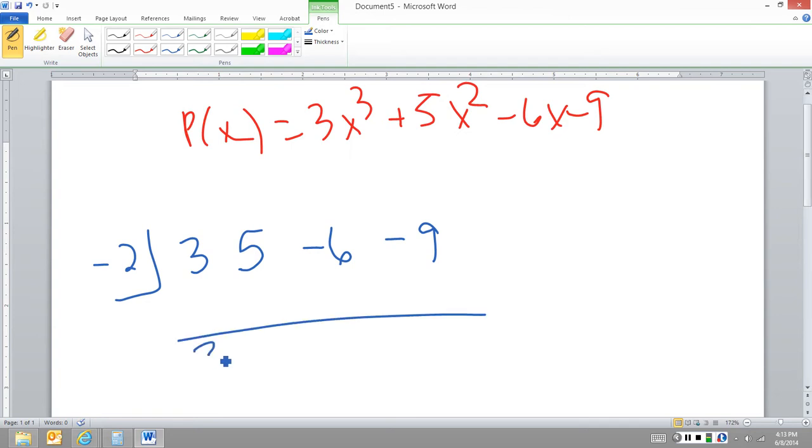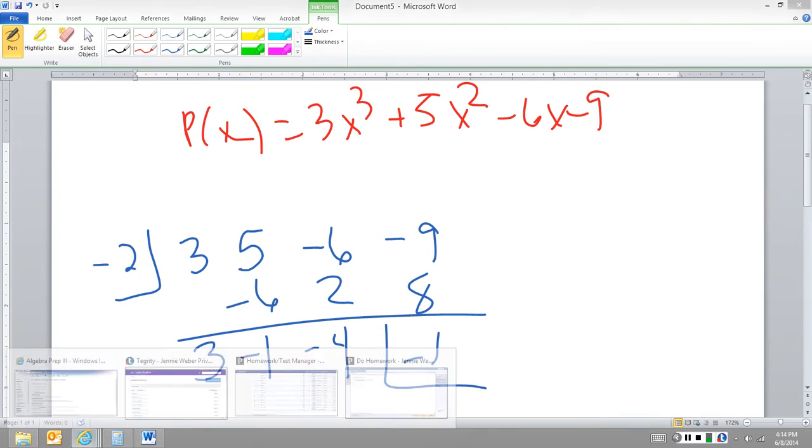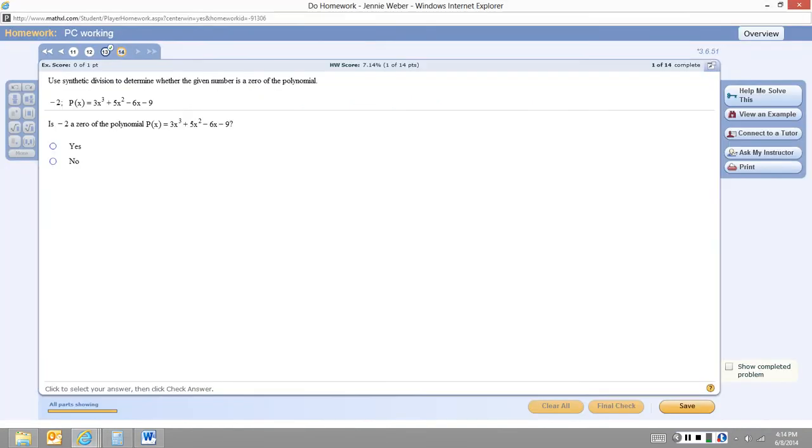You always just bring down the first one, so you bring down the 3. Then -2 times 3 is -6, so then that's -1, you're just adding them, remember. Then -2 times -1 is 2, -4 plus 2 is -2, and -2 times -2 is 4... this gives me -1 as my remainder. So this is not 0. Is this a zero? No, because we didn't get a 0.